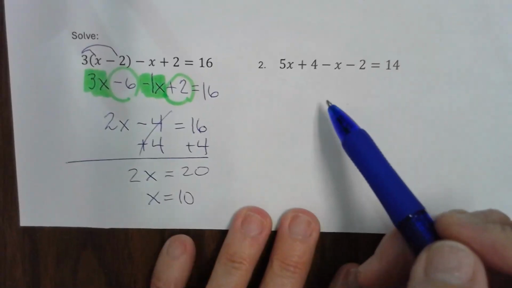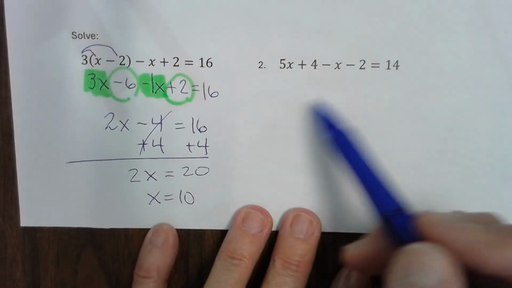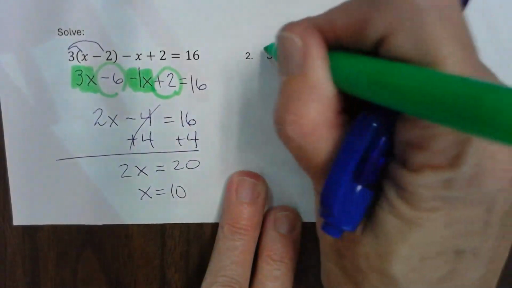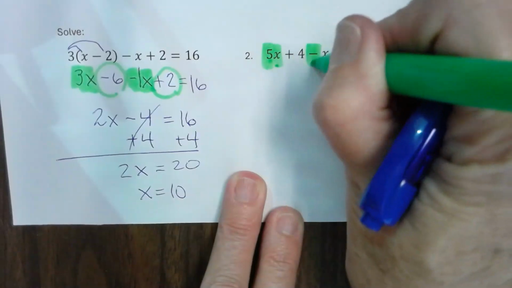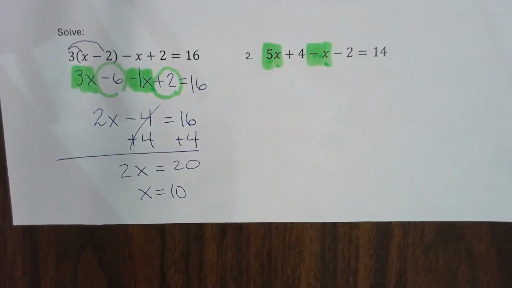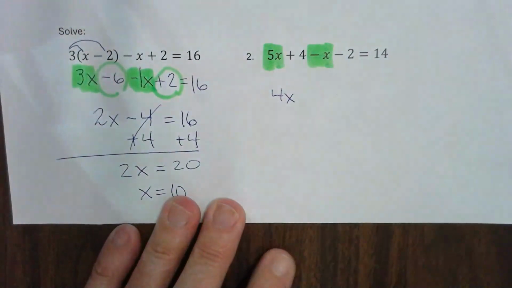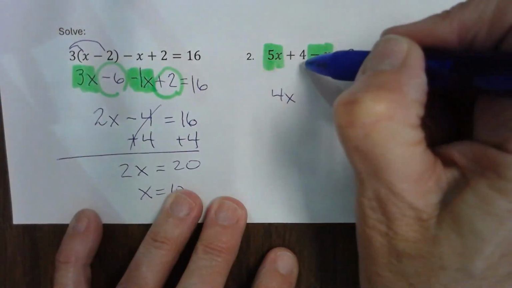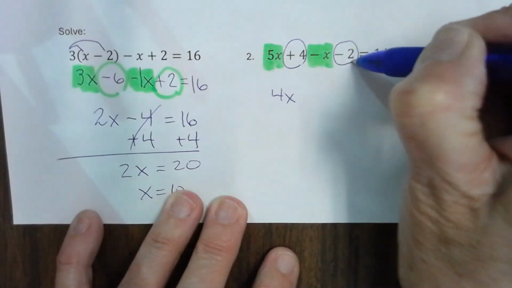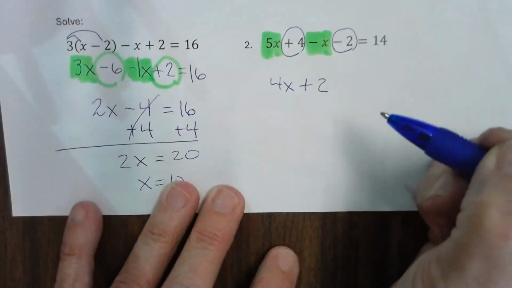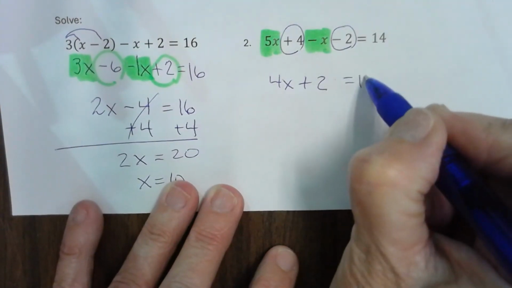All right, this one does not require distribution. We don't have any parentheses. So we move straight to combining like terms. I have a 5x and a negative 1x. When I combine those, I get 4x. I've got a positive 4 and a negative 2. When I combine those, I get a positive 2. Bring down the equal sign, bring down the 14.